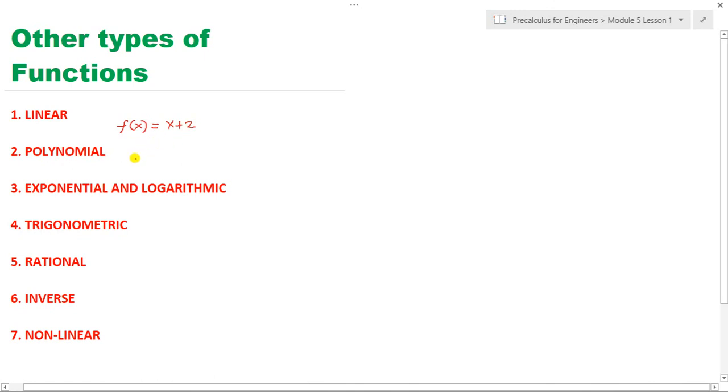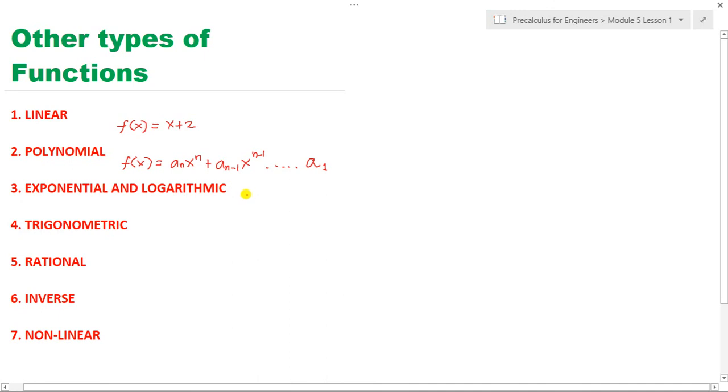And then for polynomial function, it comprises linear function, quadratic, cubic, quartic, and so on. This is of the form f of x is equal to a sub n x raised to n plus a sub n minus 1 x raised to n minus 1, until the last one, or the constant, a sub 1. Given that we don't have any negative exponents in our variables, and we don't have variables on the denominator. The third one is exponential and logarithmic.